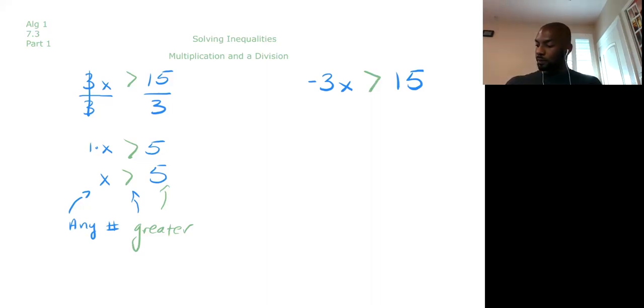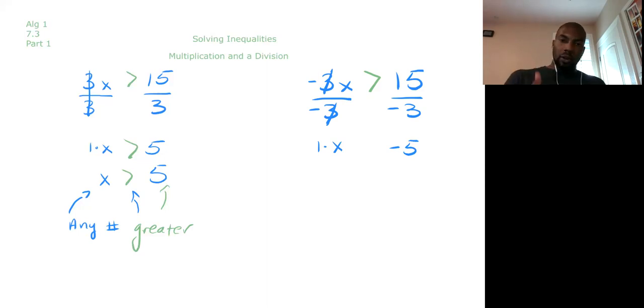Here's what goes on. You divide by -3 to isolate the variable, just like we did on the other side. -3 divided by -3 is +1 times x. 15 divided by -3 is -5. But now, notice, the very second that I divide by a negative number, I must switch my sign because the solution means something different. And I'll show you. This answer is x is less than -5. So now let's break these apart to see what it means.